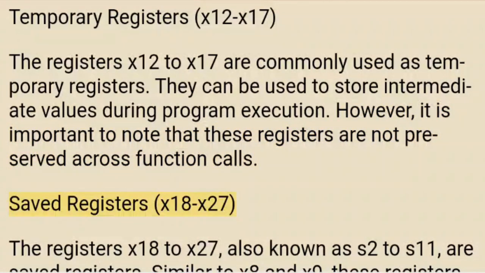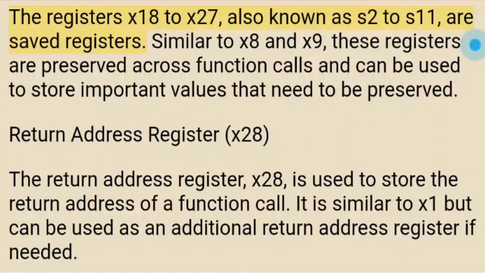Saved registers, X18 to X27. The registers X18 to X27, also known as S2 to S11, are saved registers. Similar to X8 and X9, these registers are preserved across function calls and can be used to store important values that need to be preserved. Return address register, X28. The return address register, X28, is used to store the return address of a function call. It is similar to X1 but can be used as an additional return address register if needed.